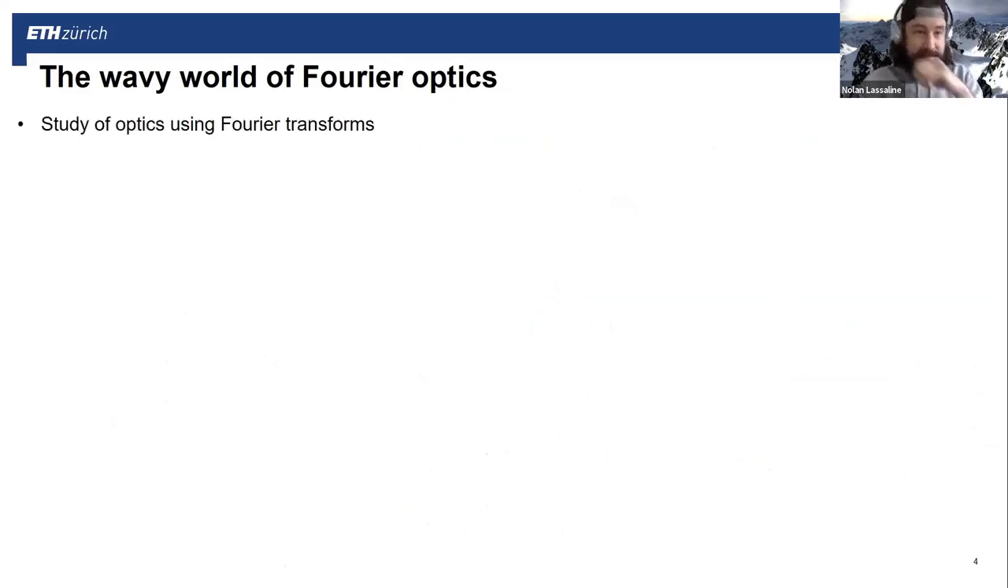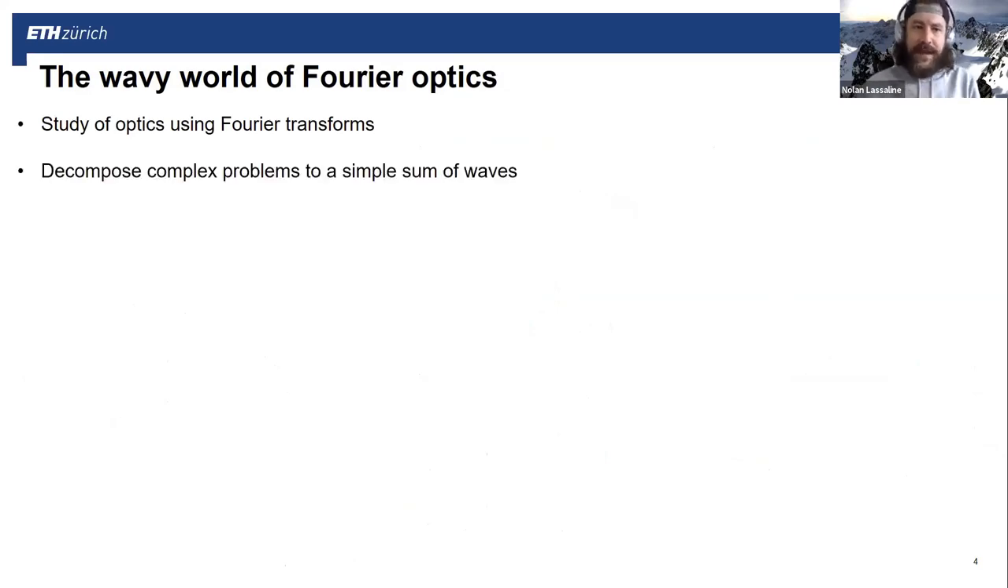And so what Fourier optics does is it basically studies optics and optical phenomena using Fourier mathematics, namely the Fourier transform. And what this allows us to do is take very complex problems and decompose them into a simple sum of sinusoidal waves.